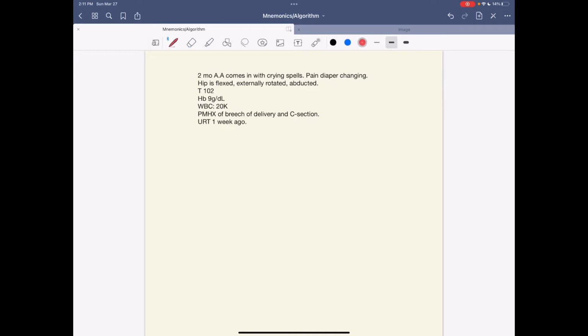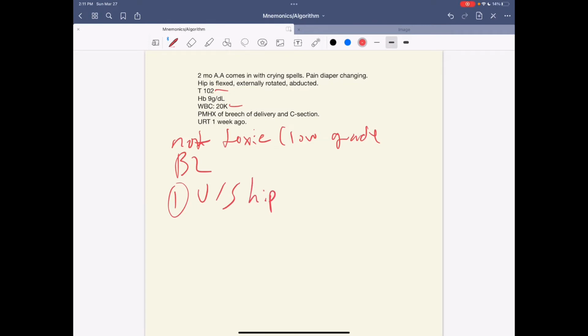Let's talk about the other one, transient synovitis. Transient synovitis kind of presents similarly, except it's not toxic. It will not have a leukocytosis, and will not have that much of a temperature. It will have a low-grade temperature if it does. And it's usually bilateral, and if it's not bilateral, it will turn bilateral. So the first step in diagnosis of transient synovitis is to get an ultrasound of the hip. And if it's positive, you get an ultrasound of the other hip. You have to do this.